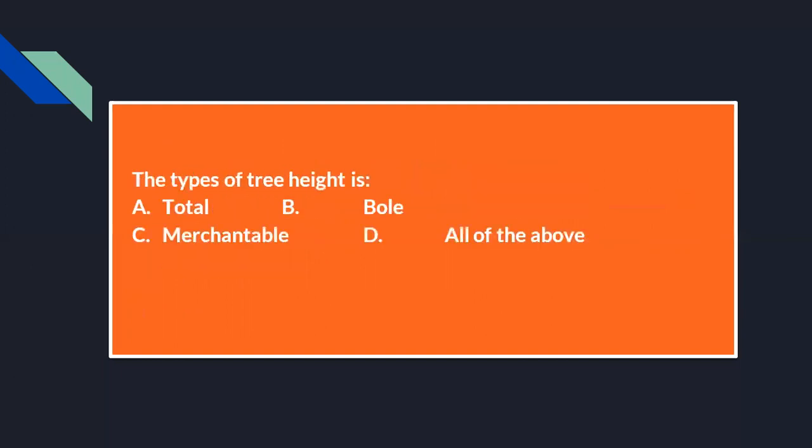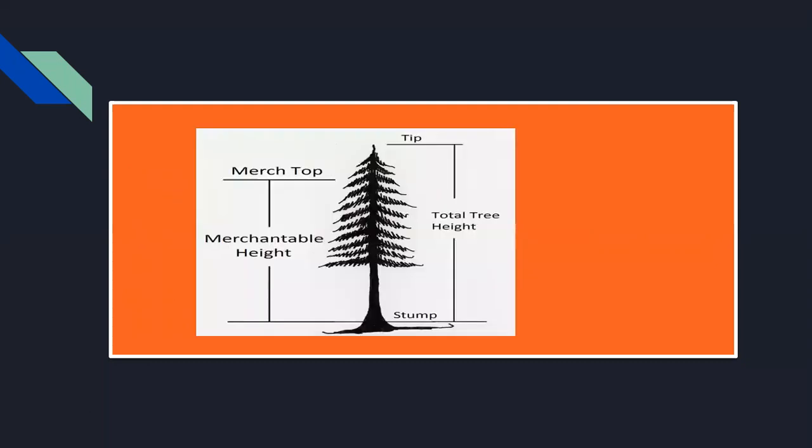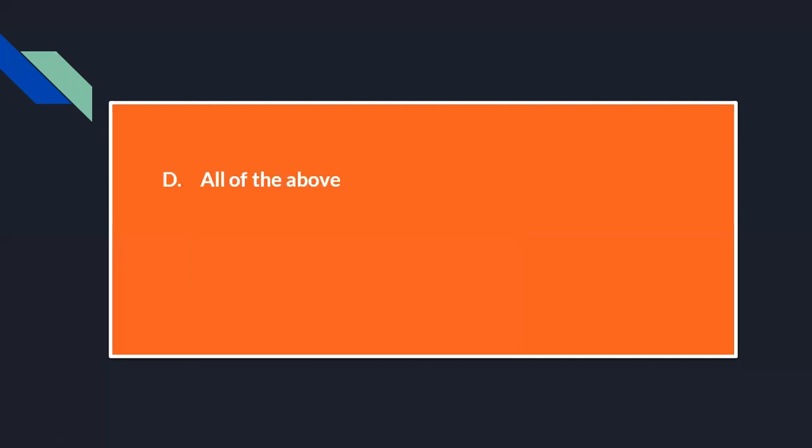All of the above. Next question, the types of tree height include, what kinds of types of tree height are there? Total, bole, merchantable, all of that. Here also all the types of tree height, that is total, bole, merchantable, are included. So D is the correct answer, all of the above. You can take a look once. Total tree height, then from the top, this is the merchantable height, tip, stump, bole; these terms are very important. So I hope that now it is clear to you.